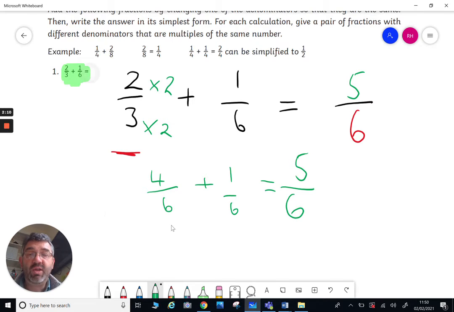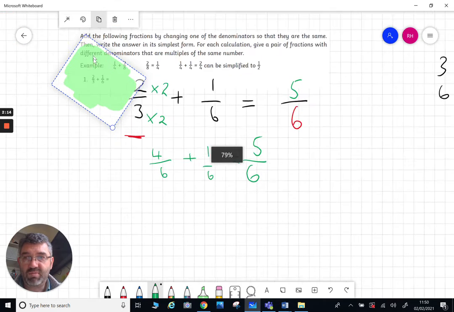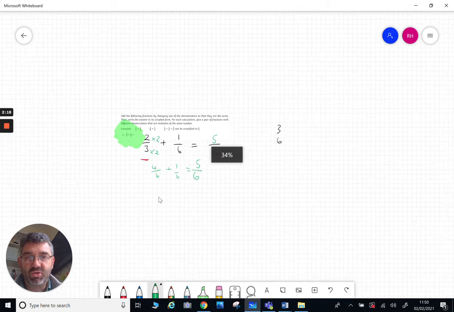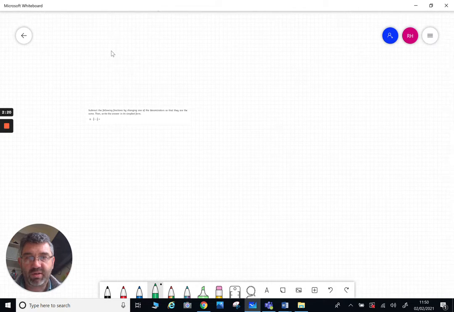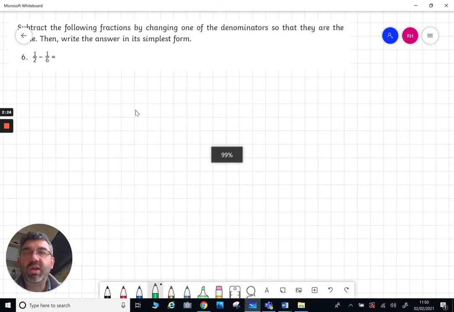Okay, that's adding. Let's see if I can make this smaller. I'm not quite sure what I managed to do there. Let's get rid of that. Okay, and let's zoom out a bit and move up. And let's find a subtraction sum on here. Okay, there we have it.